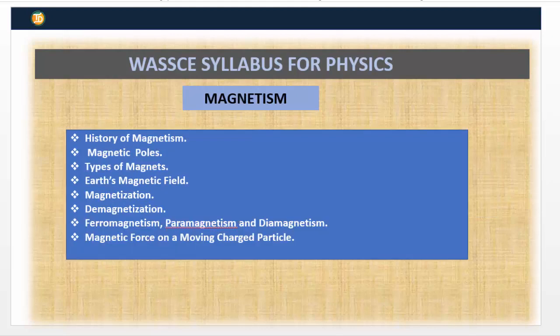Okay. Next is magnetism. Under magnetism, you'll be tested on the history of magnetism, magnetic poles, types of magnets, Earth's magnetic field, magnetization, demagnetization, ferromagnetism, paramagnetism, and diamagnetism. Also, you'll be tested on magnetic force on a moving charged particle.